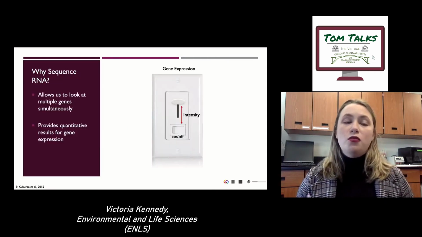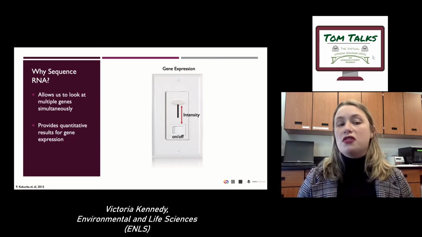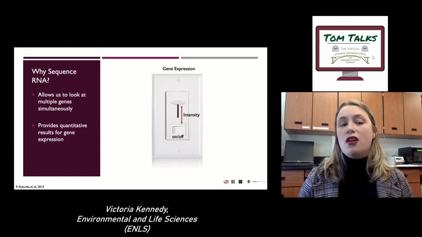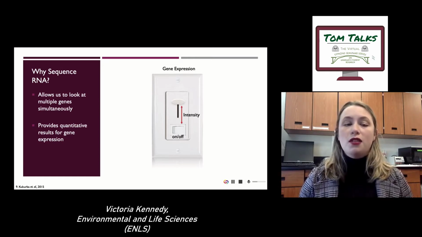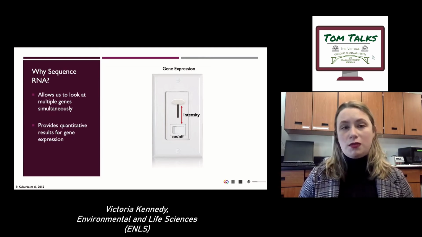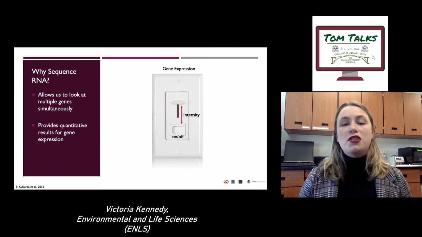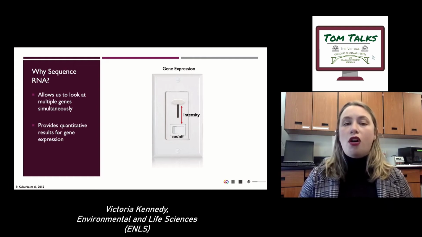And so now I want to tell you why we sequence RNA as opposed to doing traditional methods of sequencing DNA. So when we sequence RNA, it allows us to look at multiple genes simultaneously, and it also provides a quantitative result for gene expression. So when you think of gene expression, you kind of need to think of it like a light switch. A light switch can be turned on or off, but if you have a dimmer on the light switch, you can also change the intensity at which the light's turned on. Gene expression works the same way.